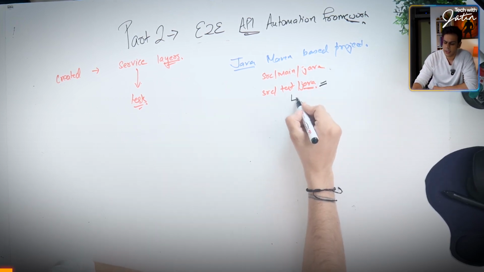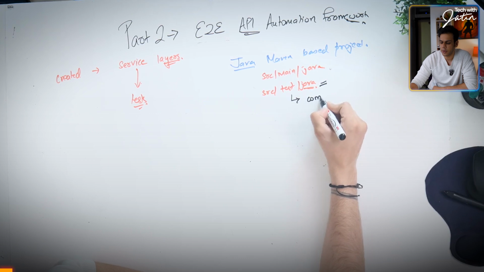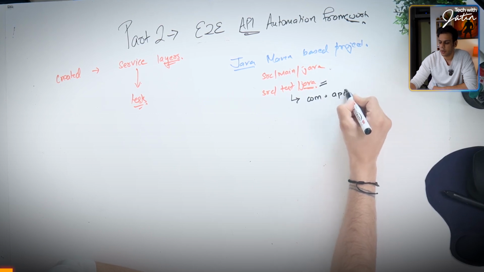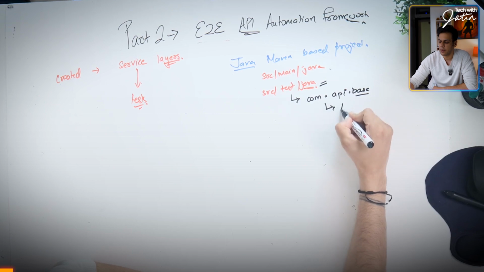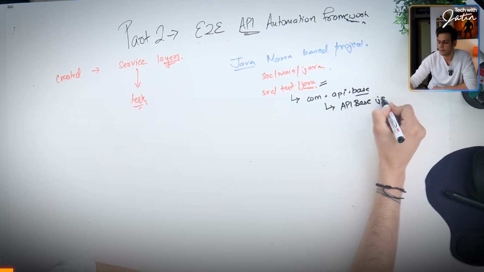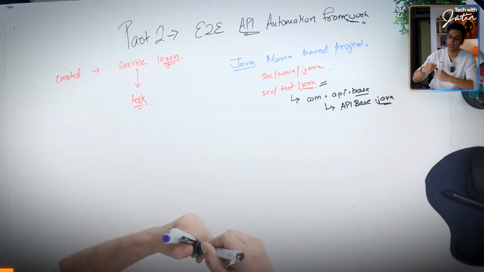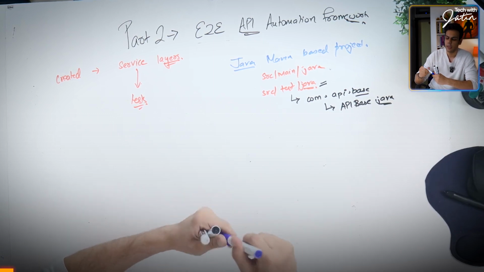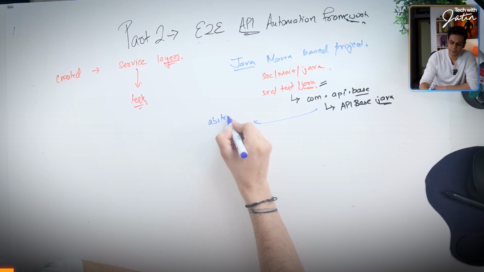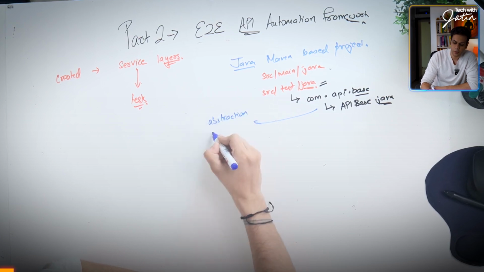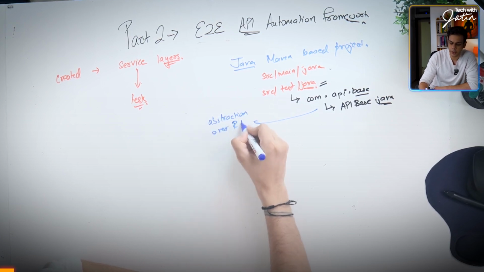Now, in src/test/java, the first component that I created was com.api.base. So over here, I have created a class which is called APIBase.java. And this particular class which I have created is basically an abstraction over REST Assured.